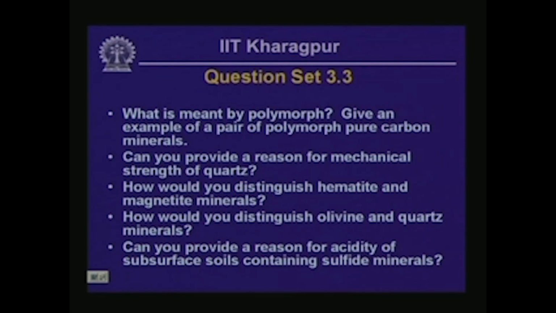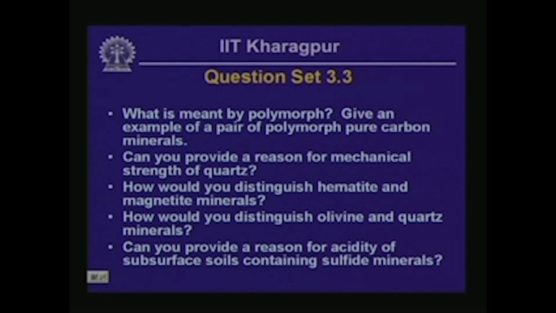Now the third question was, how would you distinguish between hematite and magnetite minerals? These two minerals, as we have seen, are oxides of iron, and they are remarkably similar with respect to many of their properties, except for the fact that hematite is weakly magnetic, whereas magnetite is very strongly magnetic. So just by looking at the magnetic property of these two minerals, you could easily distinguish between hematite and magnetite minerals.